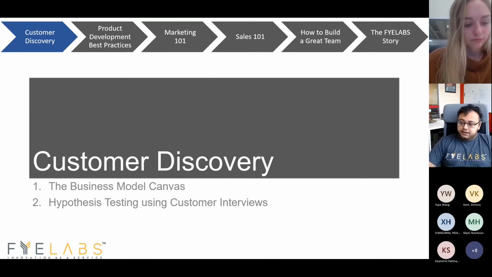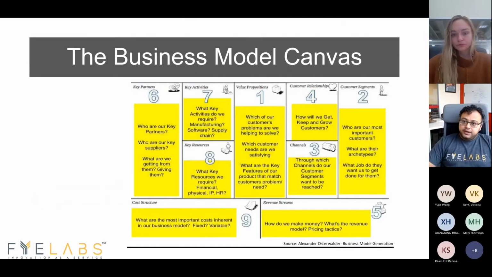Okay, so customer discovery, we're going to talk about 2 things, the business model canvas and hypothesis testing. So quick show of hands, how many of you have seen the business model canvas before? I guess nobody. Perfect, then I have lots to talk about. A business model canvas is a somewhat oversimplified way of starting to think about a business built around your product.